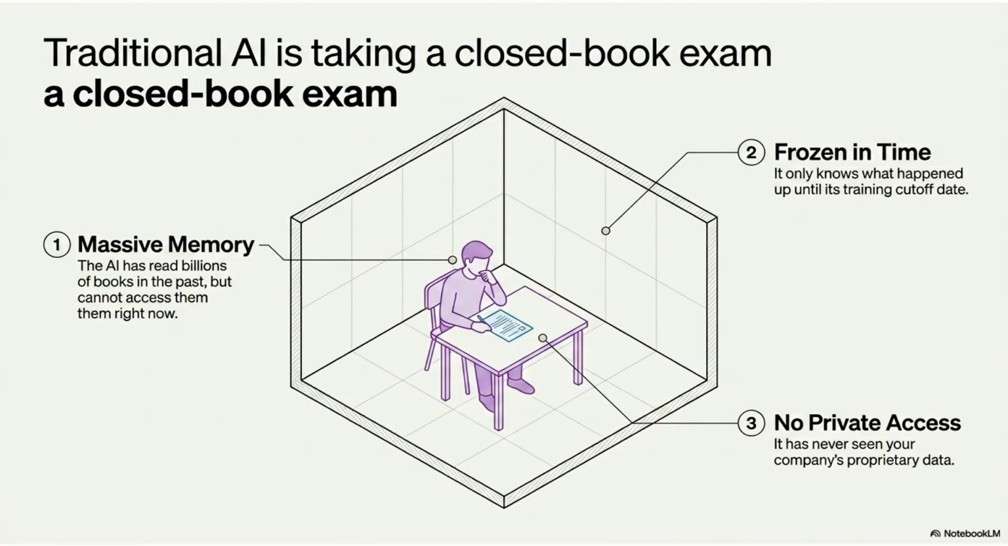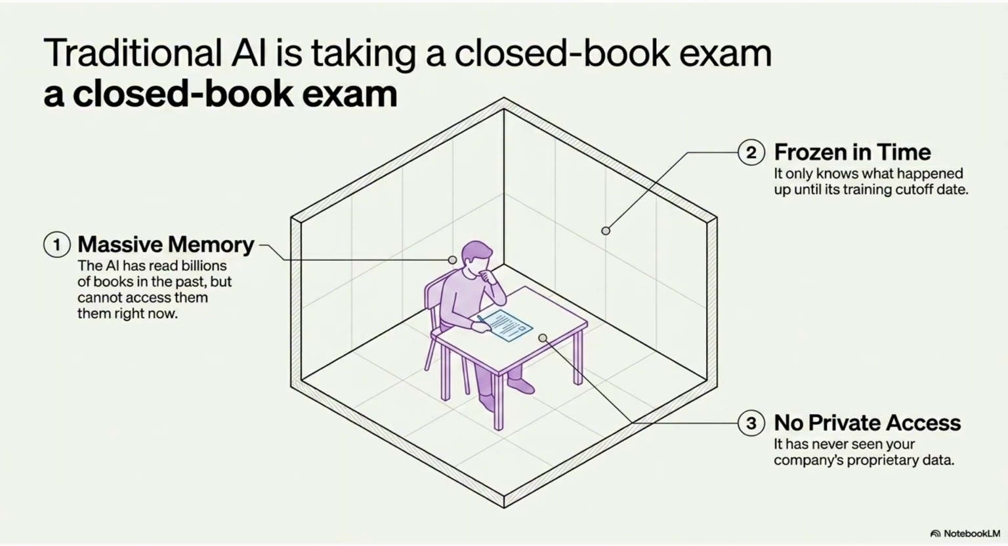Now you can ask, how does ChatGPT know about the latest news then? ChatGPT knows about the latest news because it uses a tool called web search. That is how it is fetching data from the internet. It doesn't fetch the data from its memory.